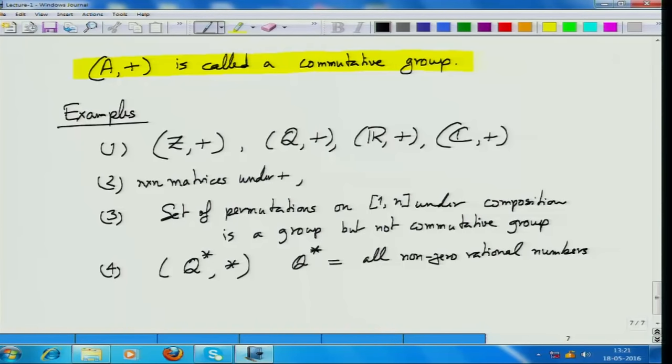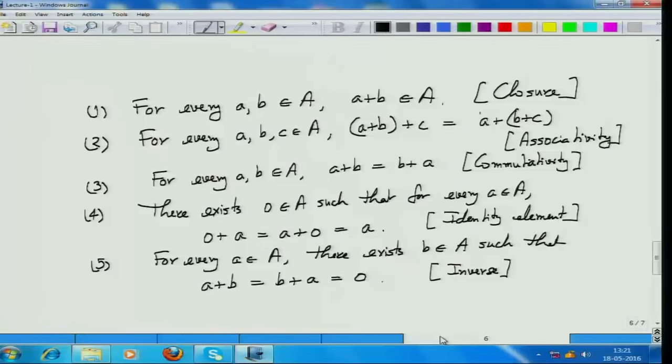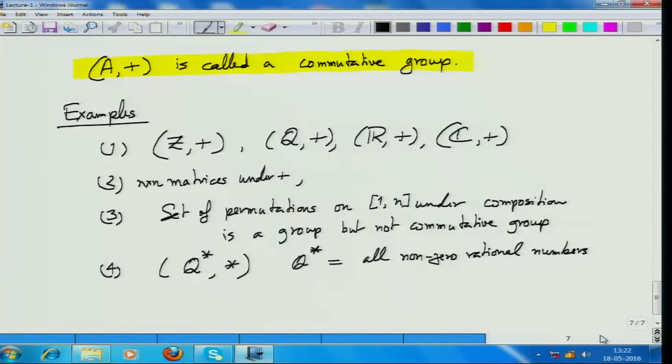Q star, which I used to denote all non-zero rational numbers under multiplication operation. That is a group. Why is that a group? Closure holds, associativity holds, commutativity holds, identity, one is the identity, inverse, 1 by A. So, if A is a rational number, 1 by A is also a rational number, and that is the inverse. So, this is actually a multiplication operation, which is different than addition operation for numbers. But if we view it in that abstract fashion, it is same as addition operation.